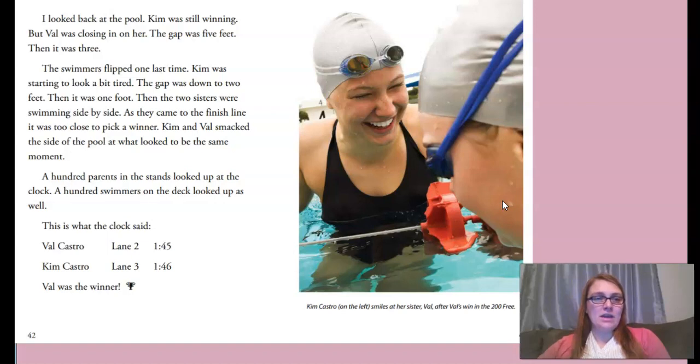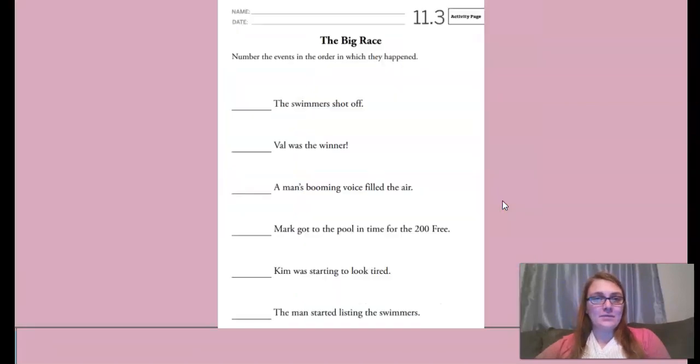Kim and Vale smacked the side of the pool at what looked to be the same moment. 100 parents in the stands looked up at the clock. 100 swimmers on the deck looked up as well. This is what the clock said. Vale Castro, lane 2, 1 minute 45 seconds. Kim Castro, lane 3, 1 minute 46 seconds. Vale was the winner. And the picture says Kim Castro on the left smiles at her sister Vale after Vale's win in the 200 free. So she won by 1 second.